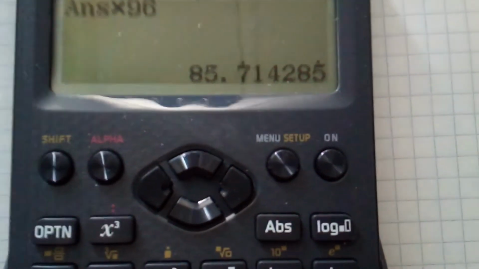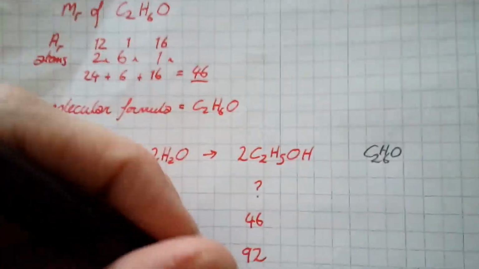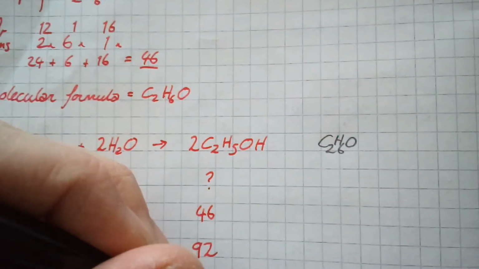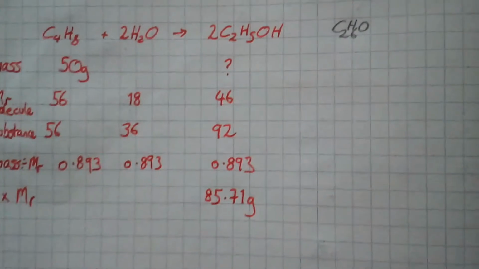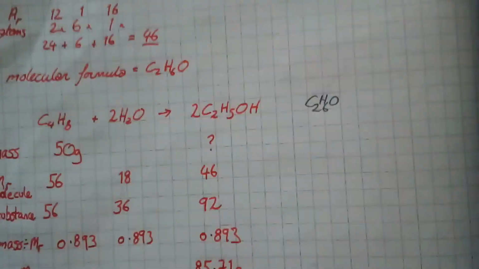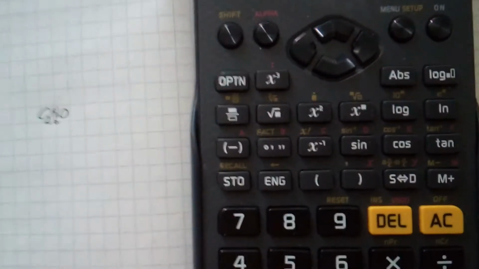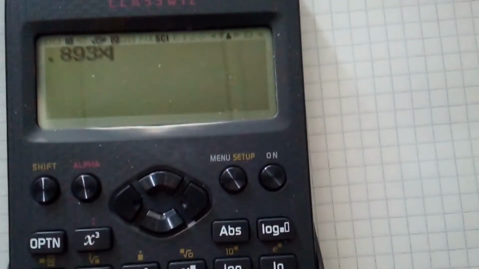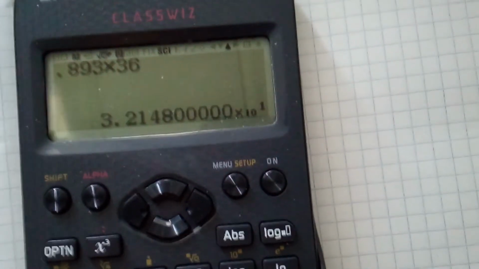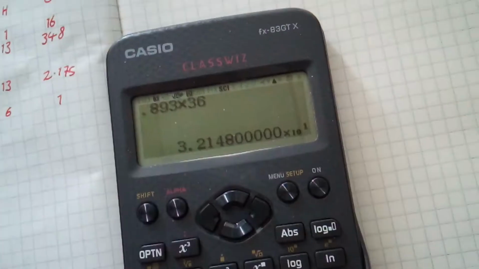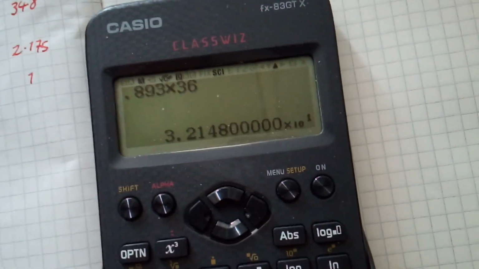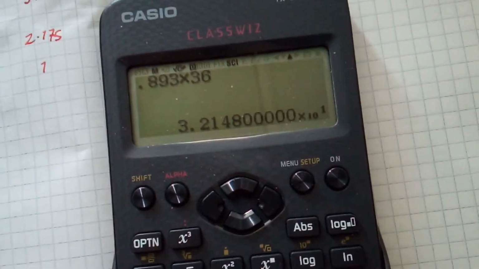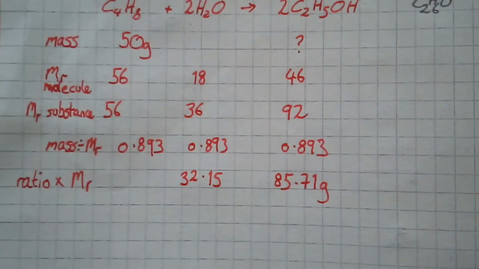and get 85.714. So that's 85.71 grams. Now if you remember in the last video, I said a good way of checking would be to do 0.893 times 36 to get me 32.1, 0.215.